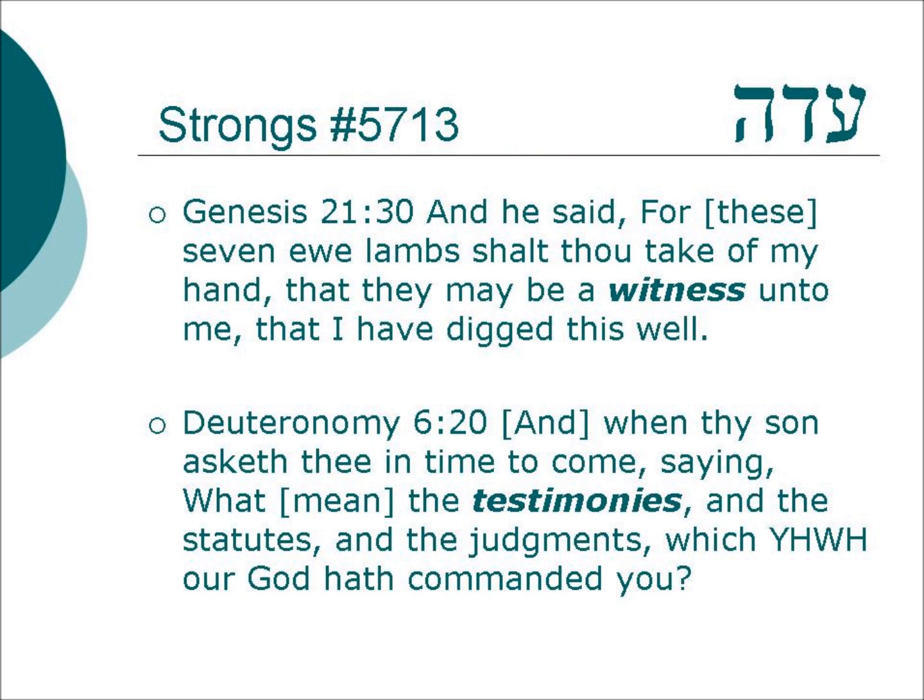In Genesis 21:30 we see this word used, edah. And he said, For these 7 ewe lambs shalt thou take of my hand, that they may be a witness unto me that I have digged this well. This is Abraham talking to Abimelech, and they make a covenant there about who dug the well after a great deal of fighting between the 2 parties. And they give, as part of the covenant, 7 lambs, and this is a witness to remember forever.